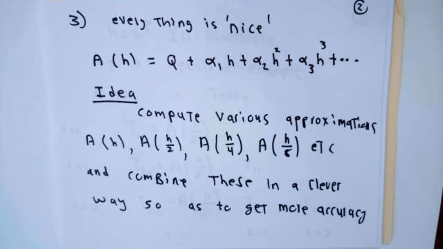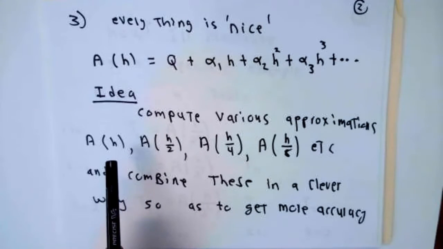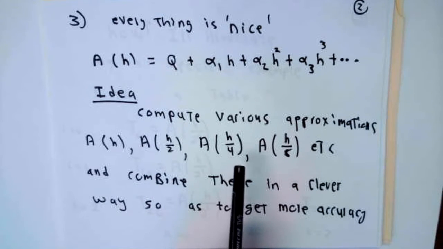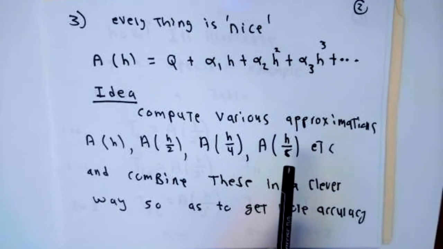What we're going to do is pick some initial value for this h, calculate the approximation based on that spacing, then calculate the approximation based on h over 2, h over 4, and h over 8, and then somehow in some clever way combine these approximations to get better ones.